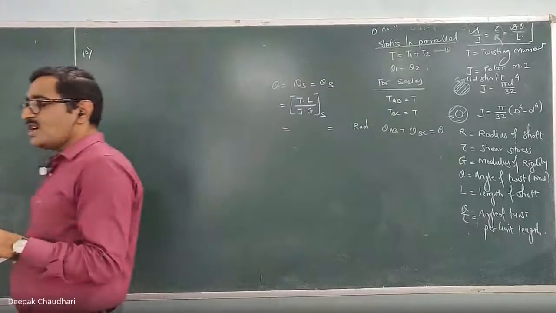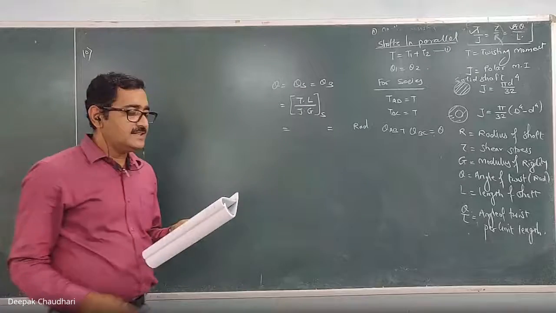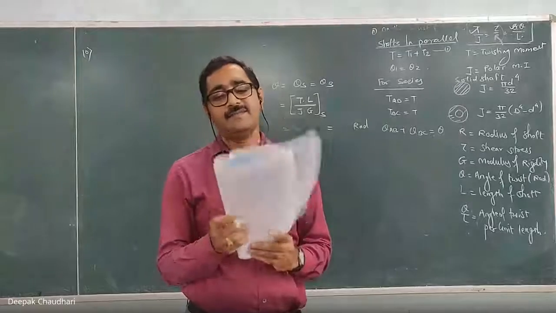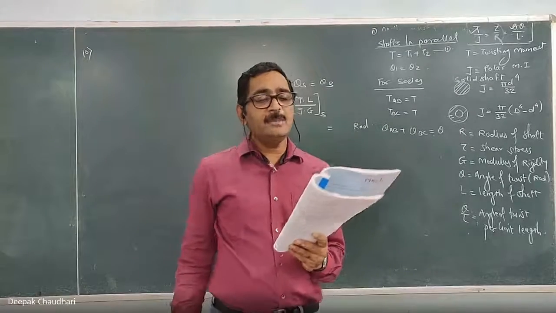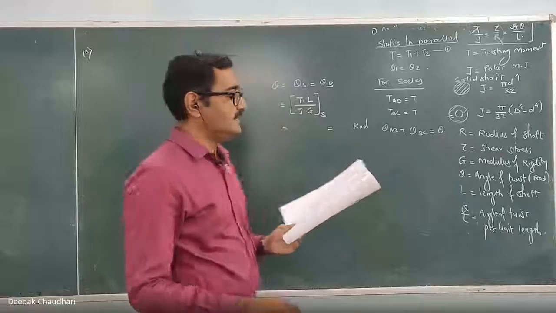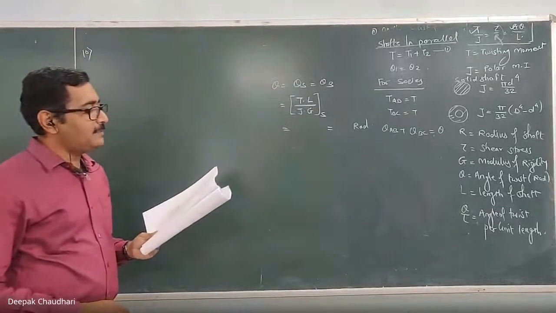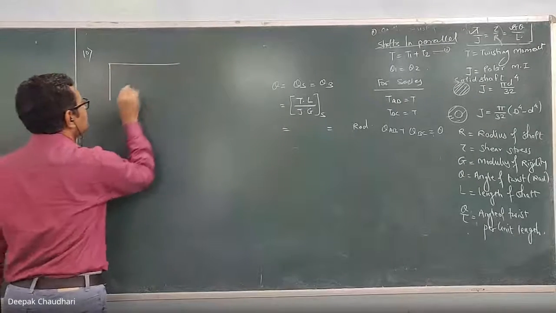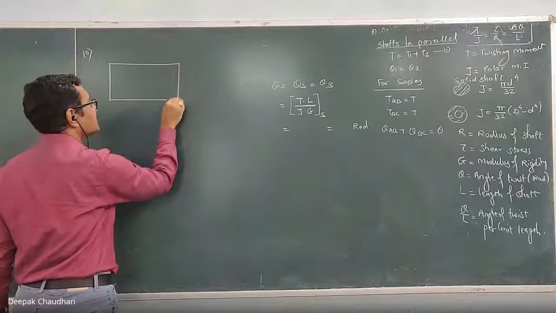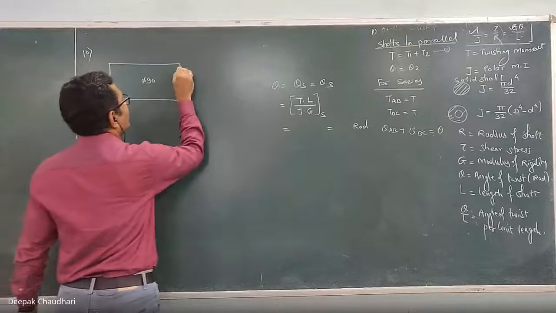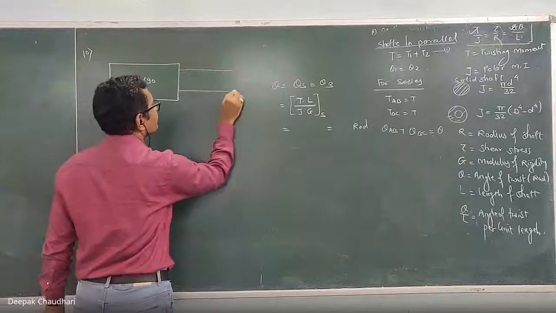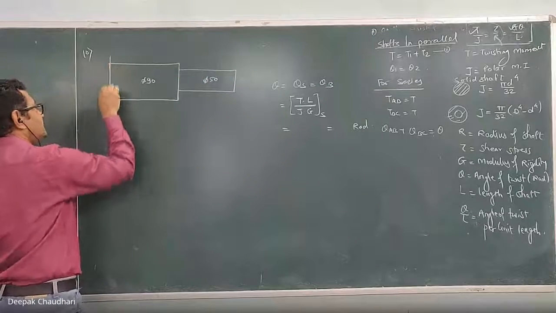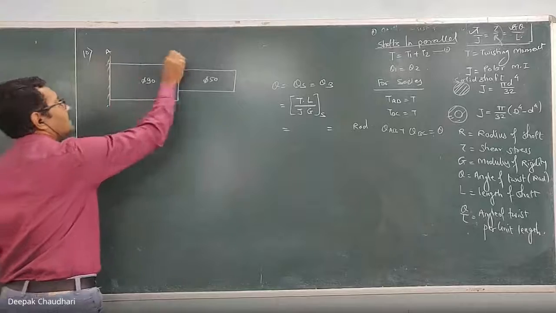Sum number 10. A solid circular shaft ABC is fixed at end A and free at end C. The length AB is L and BC is L by 3. The diameters of AB and BC are 90 and 50 millimeter. Here, this is the AB shaft whose diameter is 90, and this is the BC shaft whose diameter is 50. It is fixed at one end at point A and free at C.